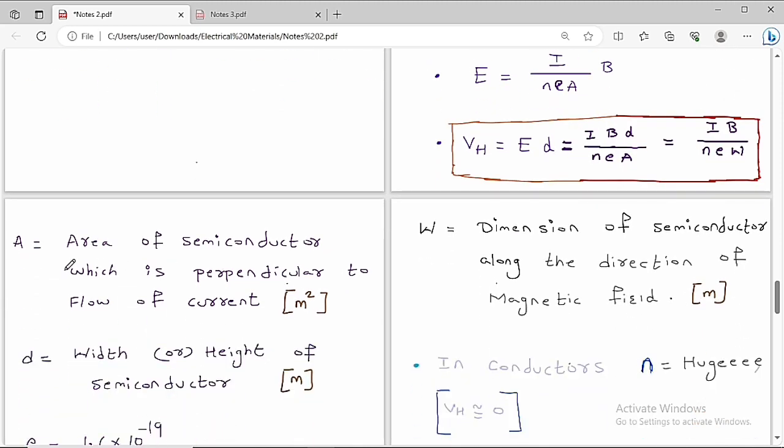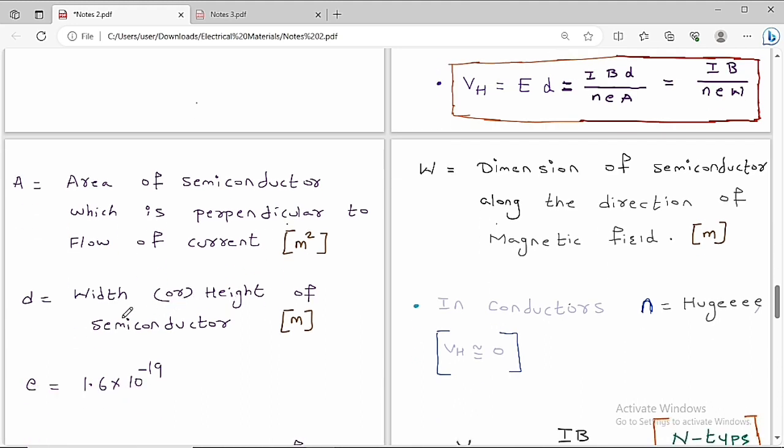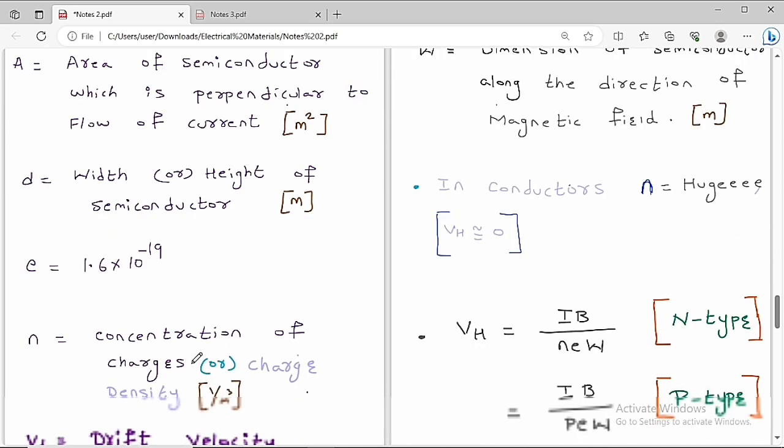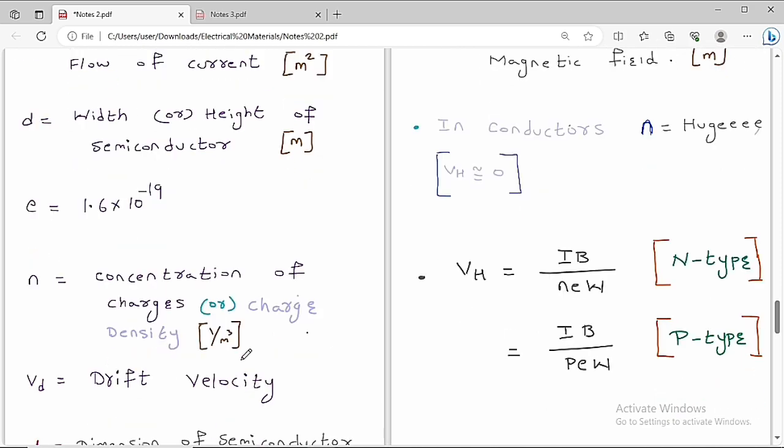So what is A? A is nothing but the area of the semiconductor perpendicular to the flow of the current. I use the unit meter square. What is D? D is the width or the height of the semiconductor. I use the unit meter. E is just the numerical value of the charge, 1.6 times 10 to the power minus 19. And what is N? N is the concentration of the charges, or the charge density, the number of charges present in the unit volume. What is the unit here? 1 by meter cube.